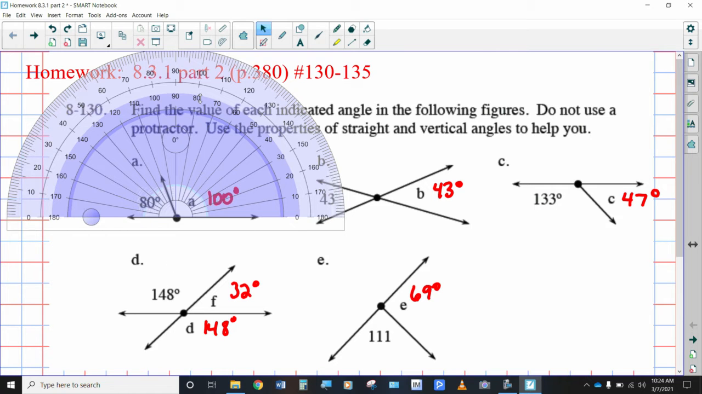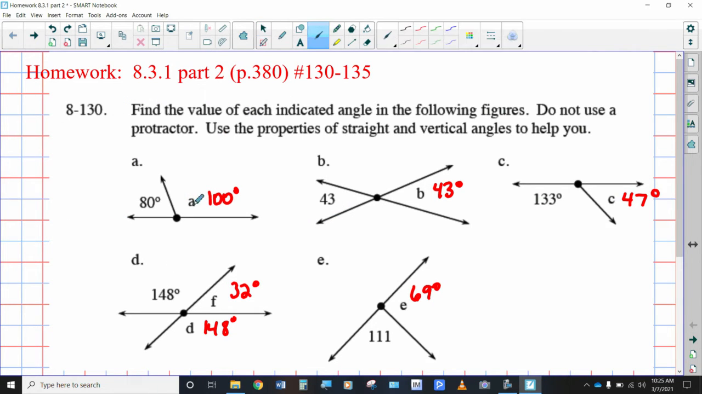So all straight lines always are 180 degrees, which makes these two angles what we call supplementary angles. Supplementary angles are angles that always add up. Their sum is 180 degrees. So we solve this algebraically. A is going to be equal to 180 minus 80. So that's how we got 100 here.